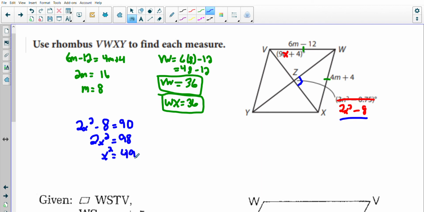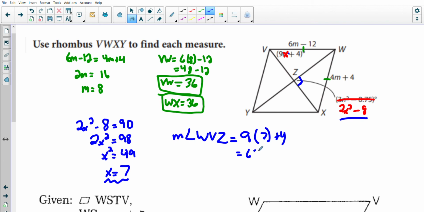Okay, and taking the square root of both sides and then using the positive value only, I would get that x equals 7. Okay, so because x equals 7 there, I can go ahead and plug in 7 here, right? We're looking for the measure of angle WVZ. That's going to be equal to 9 times 7 plus 4. It's going to be 63 plus 4, so the measure of angle WVZ is going to be 67 degrees.